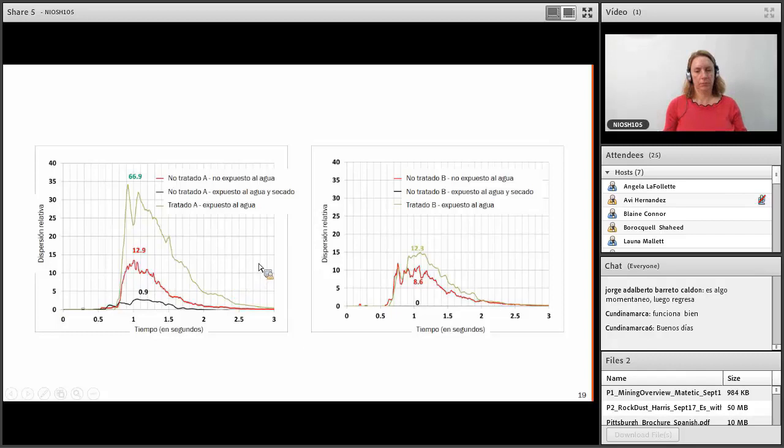We have another example of rock dust B. This reacts similarly, although when it's wetted, it does not disperse at all.